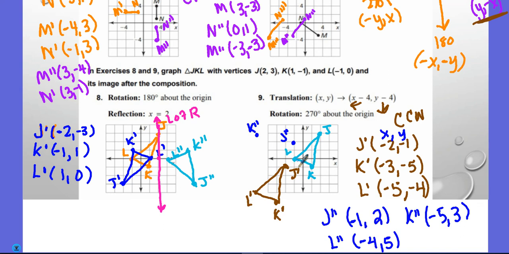And then L double prime is 1, 2, 3, 4, 1, 2, 3, 4, and 5. And if you wanted this to fit on the grid, you can always change the scaling. I just didn't want to. And that's our sequence of transformations. Okay?